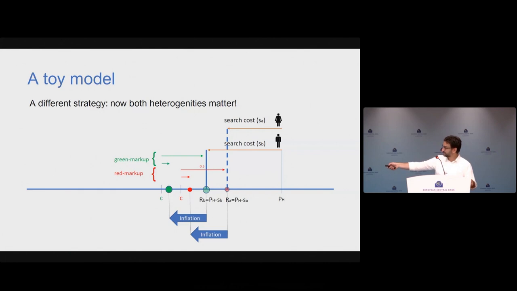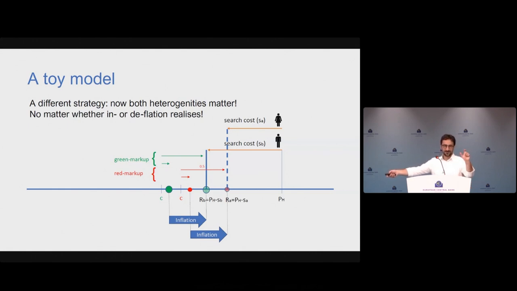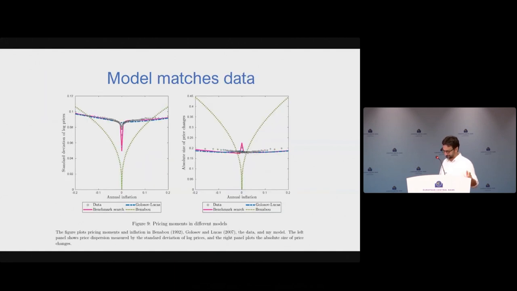And it matters not only the heterogeneity of productivity, but also the heterogeneity on the consumer side. So this is how inflation generates dispersion in a case in which, without inflation, you would have zero dispersion, okay? And if you understand this mechanism, you also understand that if you reverse the inflation direction, it's completely symmetric. So this is where the model is able to explain this symmetric behavior, okay? This is my recollection of the mechanism and how it's able to match the data.